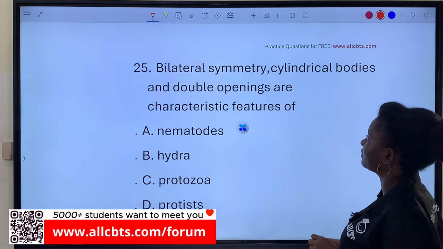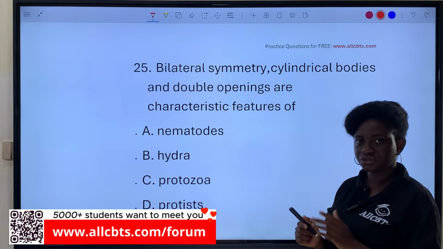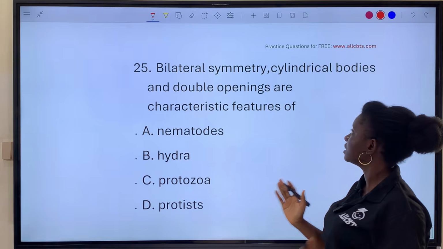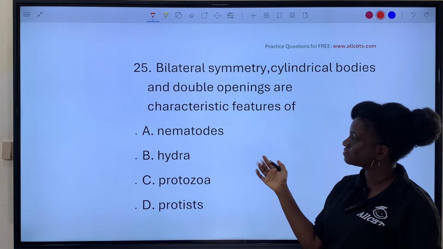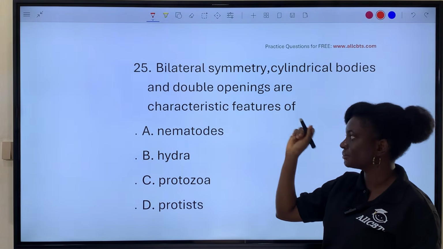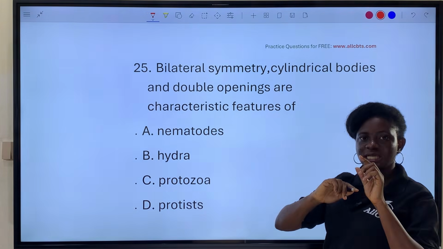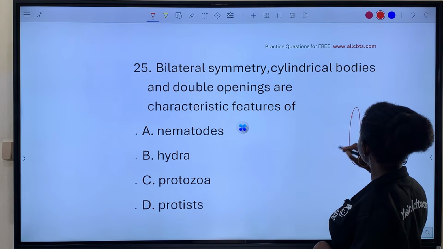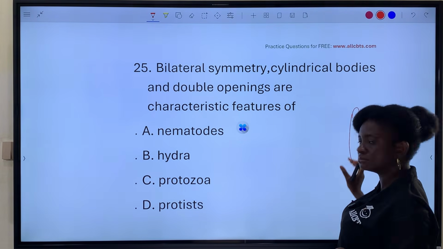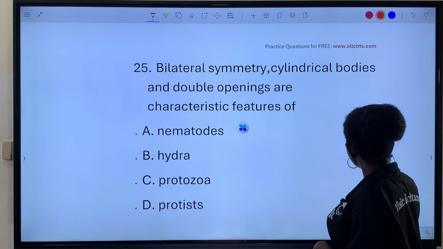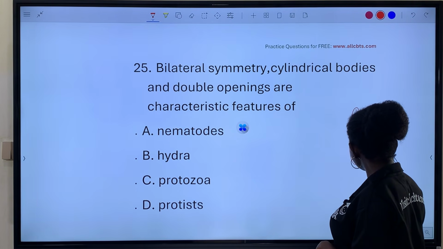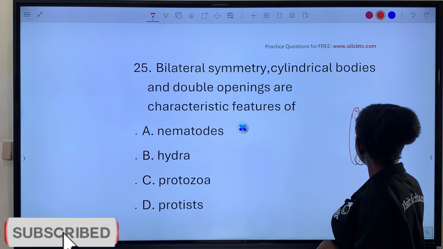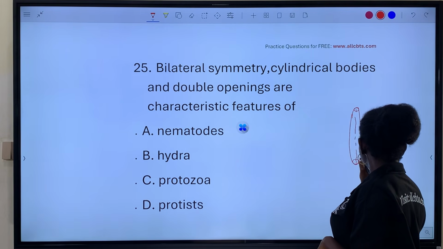Question 25. Bilateral symmetry, the ability to be divided into two equal halves. Then cylindrical bodies, the cylindrical shape form. Then double openings, that's there's an opening. Let's say we have something like this in cylindrical form. Then let's say this is bilateral symmetry, and then double openings, that means there's an opening here and there's an opening here.